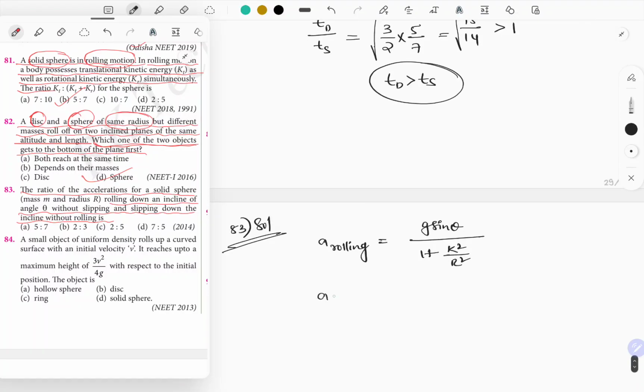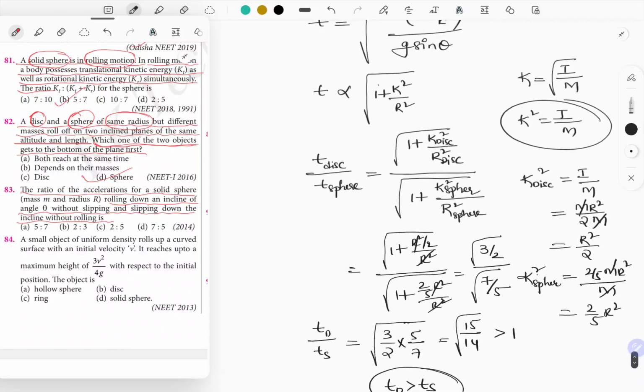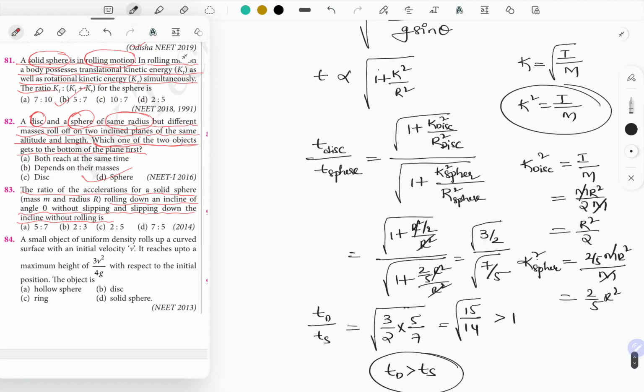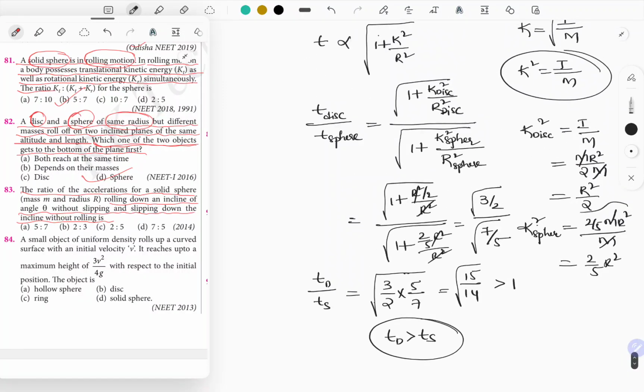So the acceleration due to slipping is equal to only g sin theta. No need to consider the radius of gyration for slipping. I have already given what k square is for a sphere. It is going to be 2 by 5 r square.